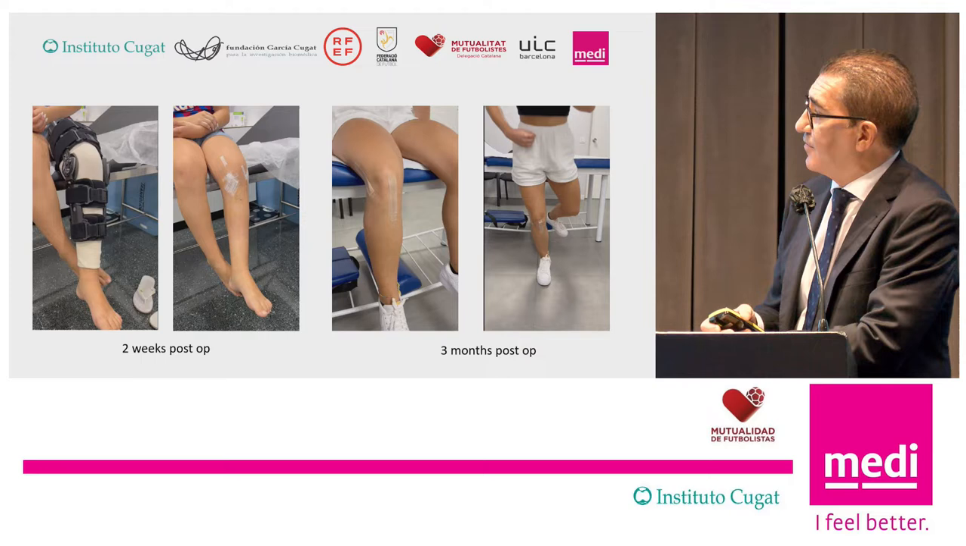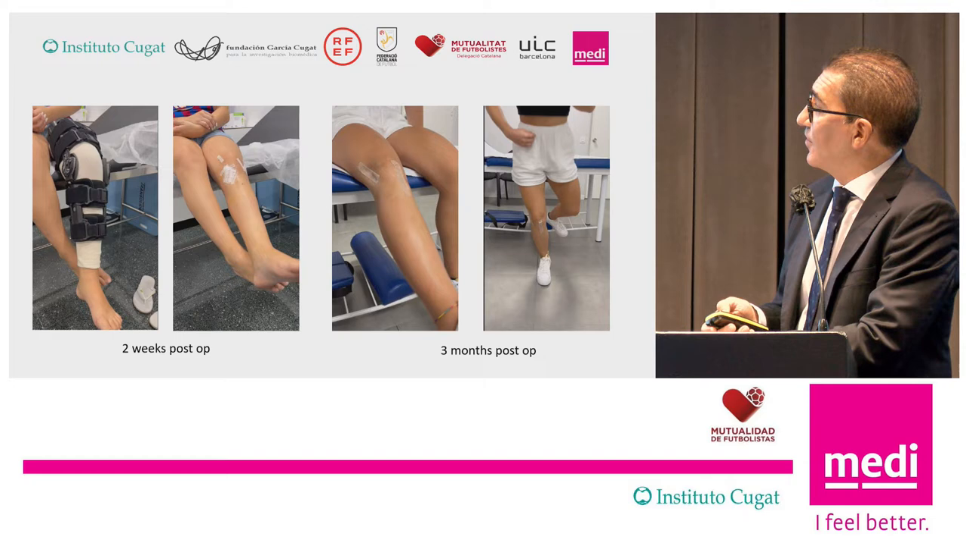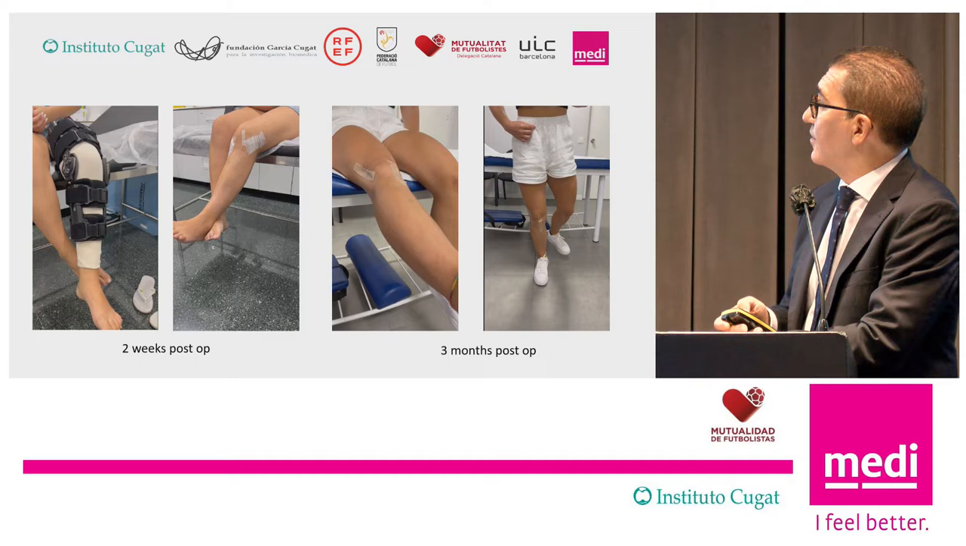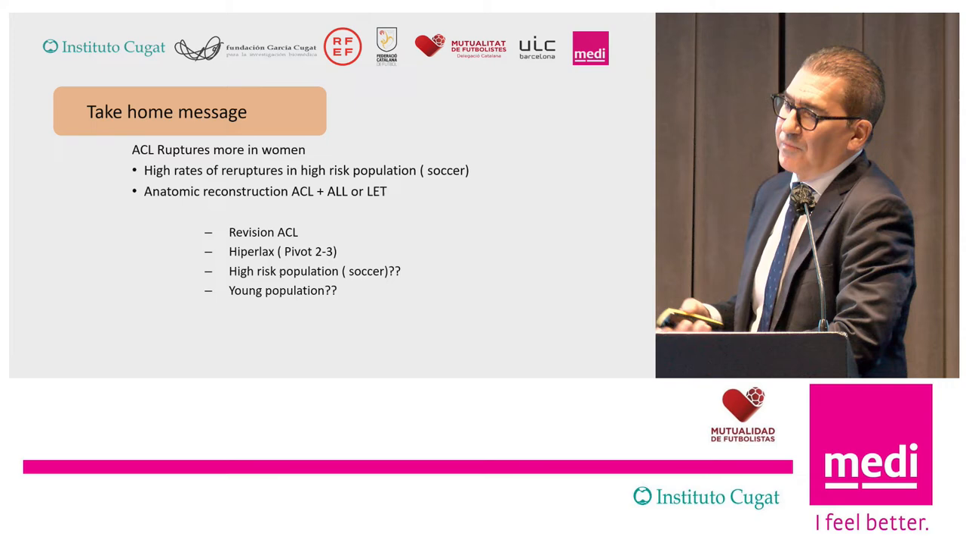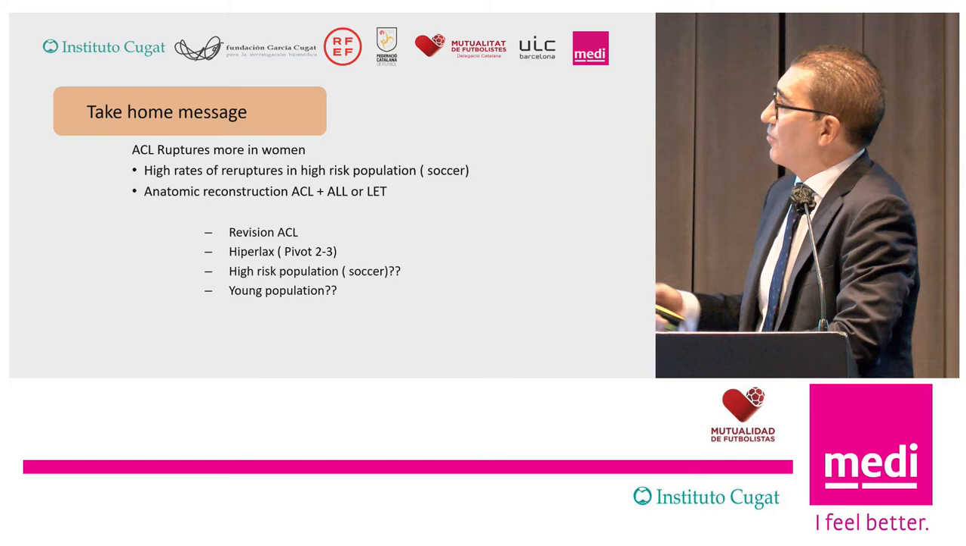and full extension. And on the other side is a patient at 3 months post-op, another patient, with good range of motion and good stability control at 3 months. So for us, the take-home message: ACL rupture, more in women. This is the reason for this meeting, high rates of ACL rupture and a high-risk population in soccer. This is a big problem for us.